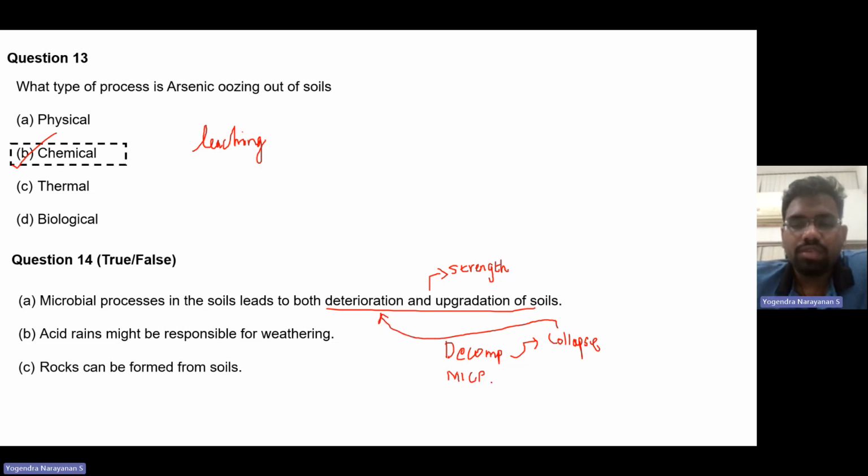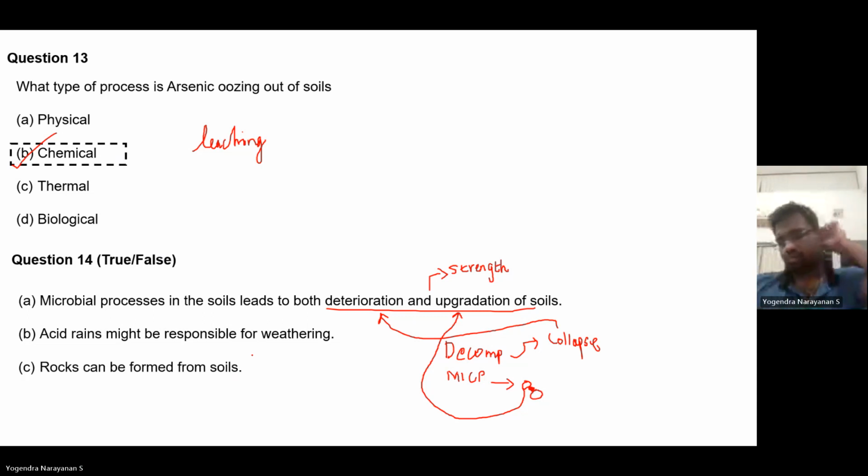Which falls under deterioration. MICP, on the other hand, the calcite precipitated between these rock and soil grains will try to enhance the strength by increasing their cohesive properties, which we'll be studying further. It is a perfect example of upgradation. So, microbial processes in the soil lead to both deterioration and upgradation of soils. It's a true statement.